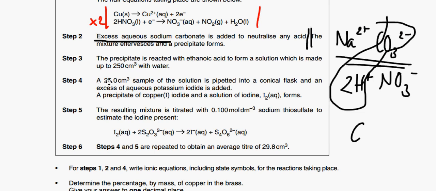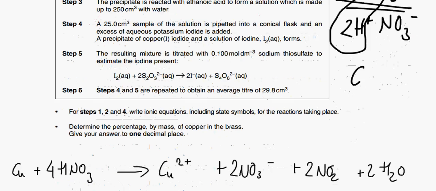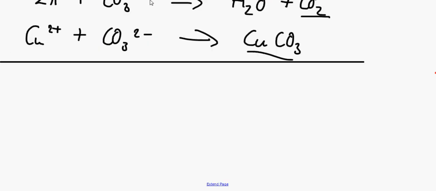So a 25 centimeter cube sample of this solution that we just made is pipetted into the conical flask, and an excess of aqueous potassium iodide is added. Now the ions in question are the Cu2 plus and the I minus. Obviously there's other things reacting with it, but seeing as this is an ionic equation, we are only interested in the ions which are going to make something different and which are not going to be spectator ions. A spectator ion just does not take part in a reaction, basically.